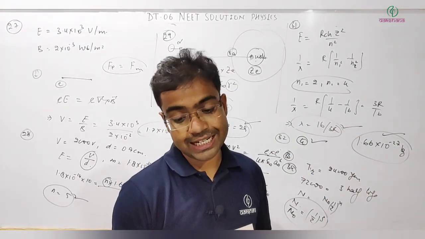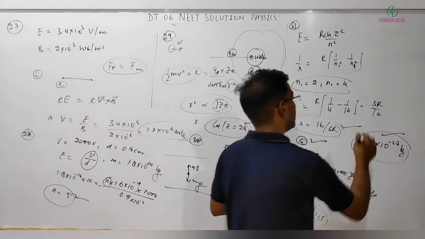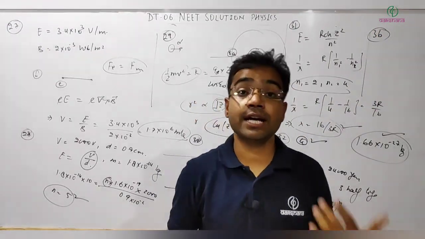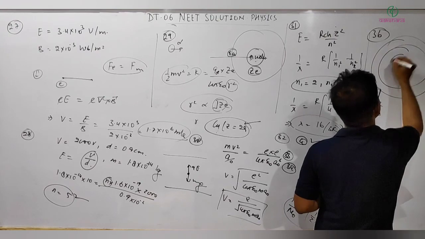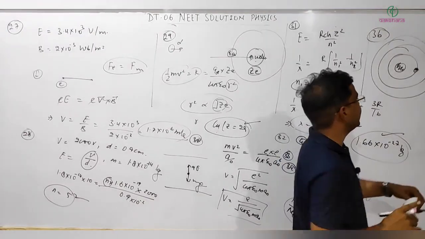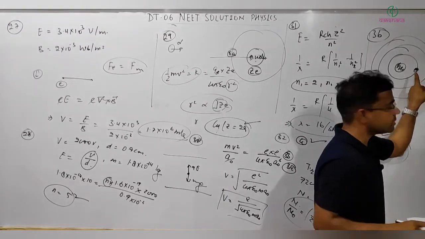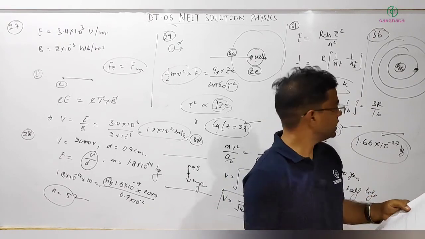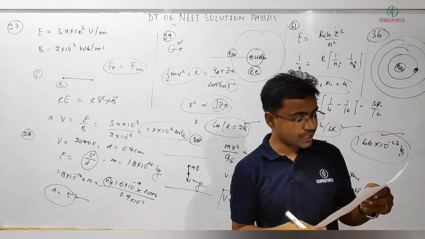Question number 36. Which of the following is related to characteristic emission of X-rays? Alpha emission, no, not at all. Because you must know how characteristic X-rays are emitted. In characteristic X-rays, in a heavy metal, one electron is thrown out, a vacancy is created, then an electron from another level jumps to it. So is it somehow related to alpha emission? Definitely not.